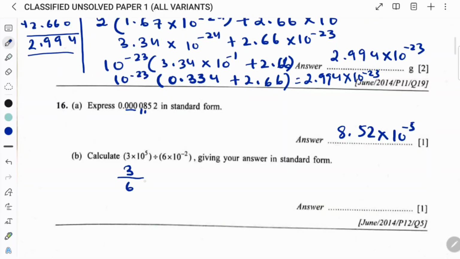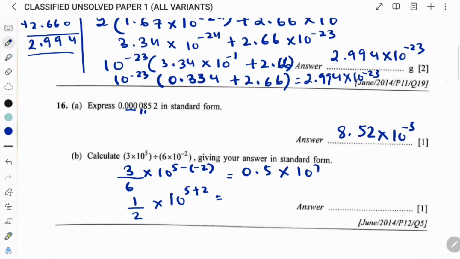3 upon 6 into 10 to the power 5, and then minus minus 2. We subtract. That will become 1 upon 2 into 10 to the power 5 plus 2. 1 upon 2 is 0.5, into 10 to the power of 7. So 5.0 into 10 to the power 6 is the final answer.